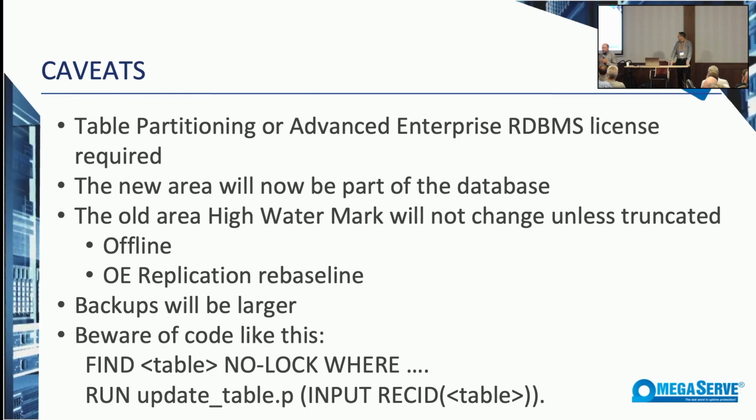Backups will be larger, and beware of code that does rec ID lookups. So you can do a find first customer. I found my customer, and I'm going to go update the customer, and instead of passing a buffer to it, you pass the rec ID of the row, and then that update goes and does a find by rec ID.